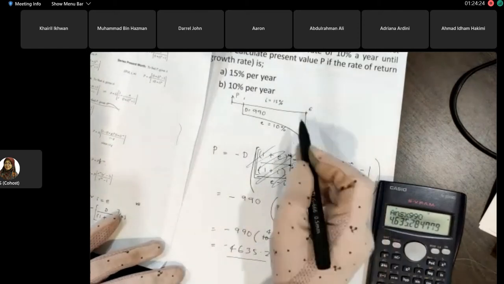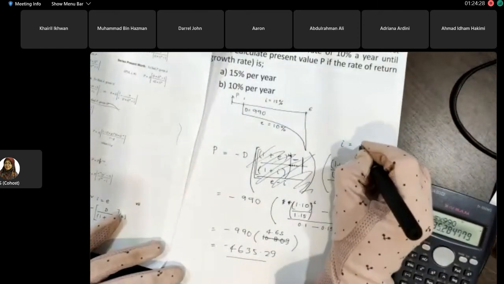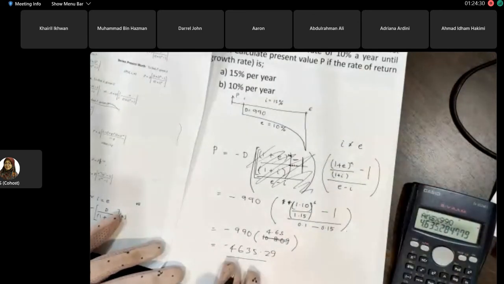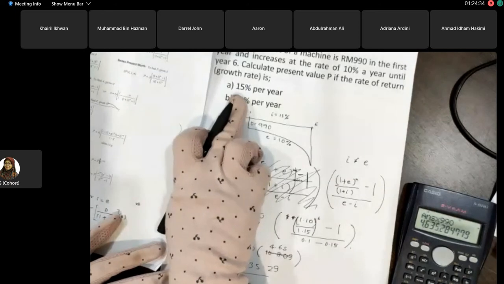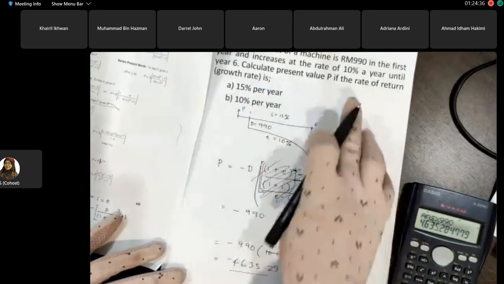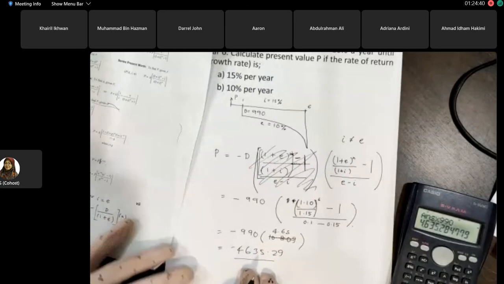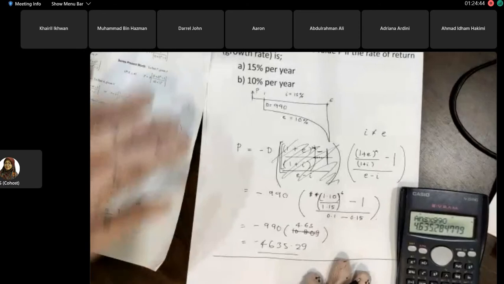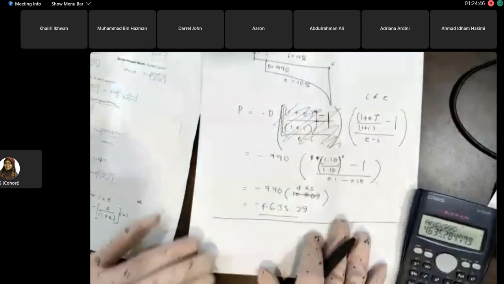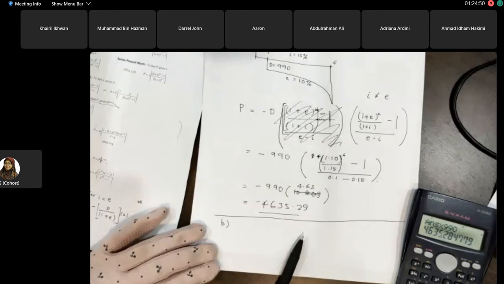Okay, this is for nilai if the I is not equal with the E. Sebab dia punya interest, dia punya growth rate dia 15% and the incremental is 10%. So you use this one. Okay, then if kalau pakai B ni, tak tunjuk tak.